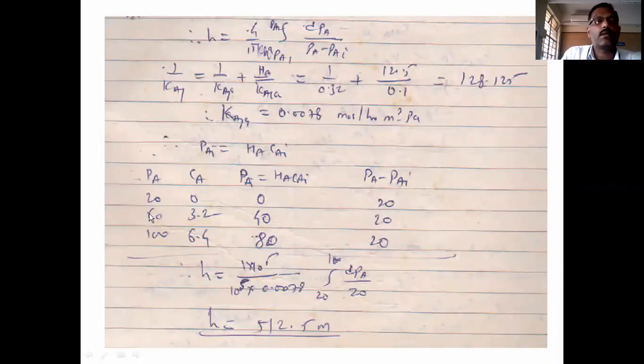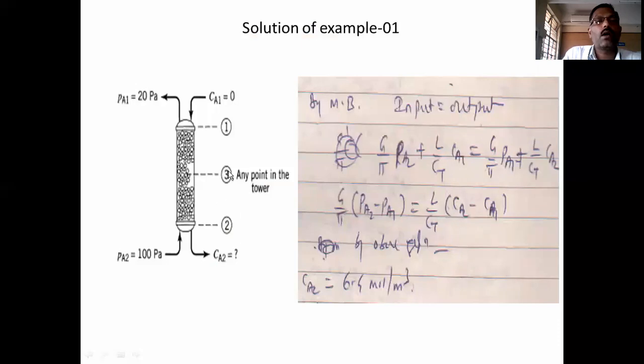Now suppose we get this constant 20 at the top and bottom. Now at the middle of the column, is the difference constant? We check it. We will take the average of this 20 and 100, that is 60. So at the middle of the column, we take point 3.